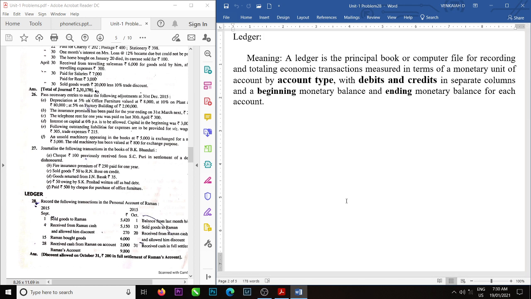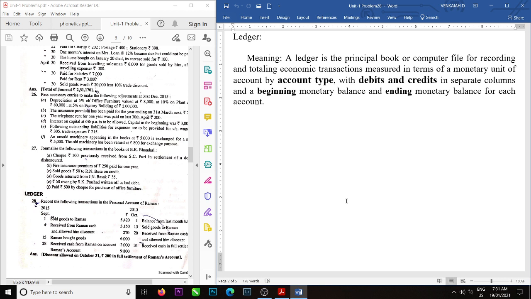Have a good day. Today we are going to discuss the ledger, which is the next level after the journal entry. In the definition of accounting, we came across a word called summarizing. So here we summarize the accounts.